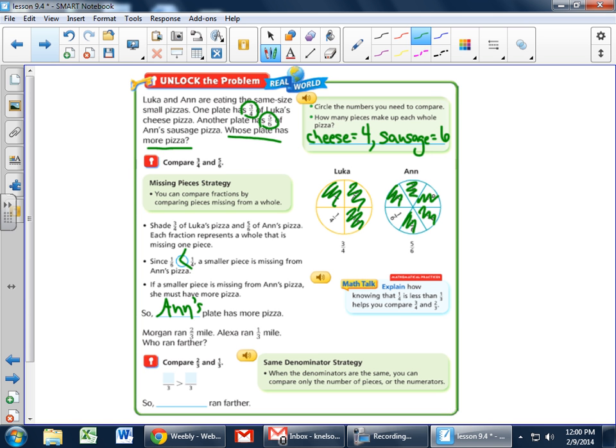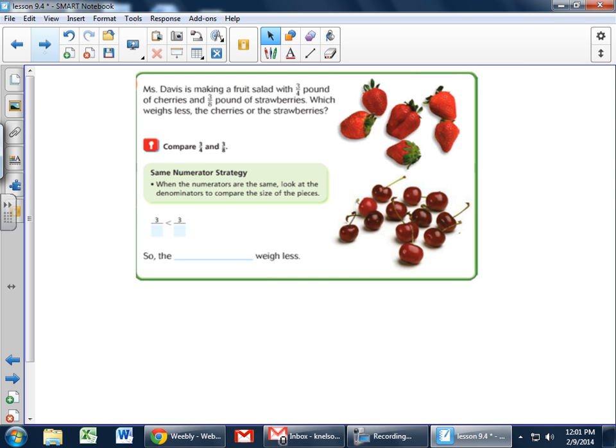Okay, Morgan ran 2/3 mile. Alexa ran 1/3 mile. Who ran further? Our denominators are the same, so you know that 2 is greater than 1. So the one who ran the 2 was Morgan. When the denominators are the same, you can compare only the number of pieces, or the numerators. Okay, 2 different ways to solve those problems. First one, our denominator wasn't the same. The second one, our denominator was the same.